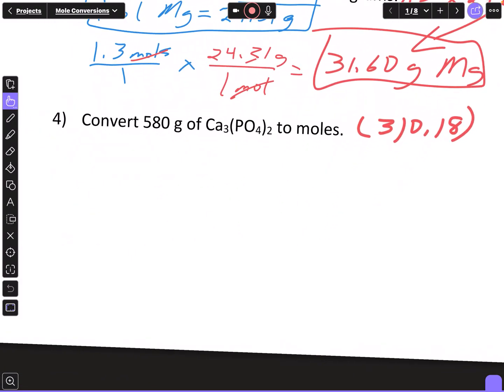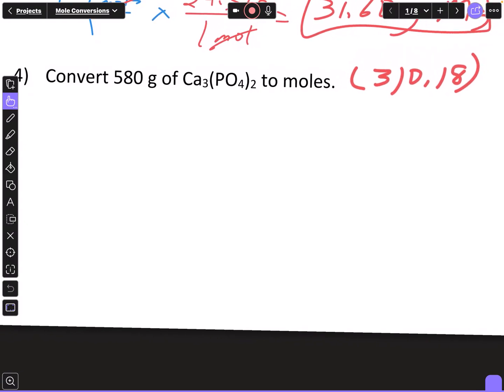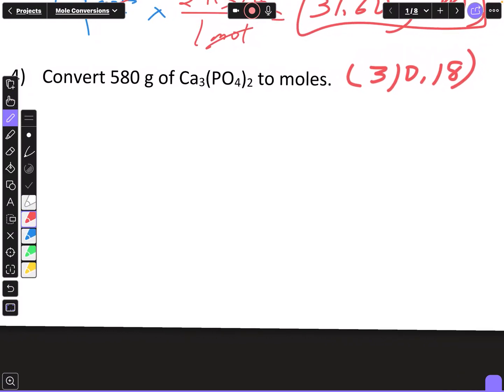Now our last problem says convert 580 grams of calcium phosphate to moles. So I'm given in the problem grams. I want to go to moles. So I need to know my conversion factor. My conversion factor tells me that 1 mole of calcium phosphate is equal to its molar mass. Now, we've worked molar mass problems. You should know how to do that by now. You add up the individual masses. I've already done that, and the molar mass of it equals 310.18 grams.